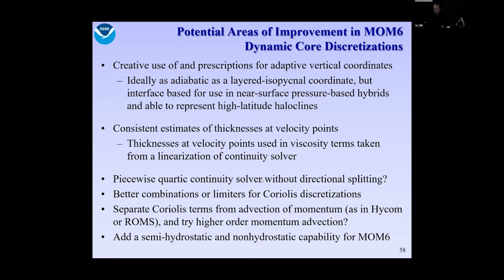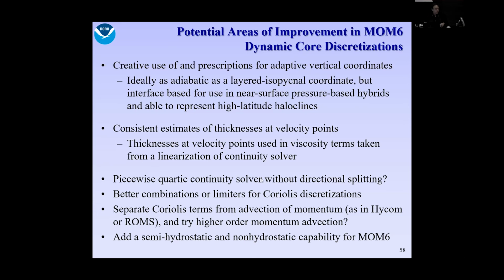I think there's a lot of benefit potentially from trying to go through and systematically use consistent estimates of the thicknesses at the velocity points. And I highlighted here that we're using thicknesses at the velocity points in the continuity equation. We're using those equivalent thicknesses for open boundary conditions and for the barotropic solver. But we're using different estimates of the thicknesses for the vertical viscosity.